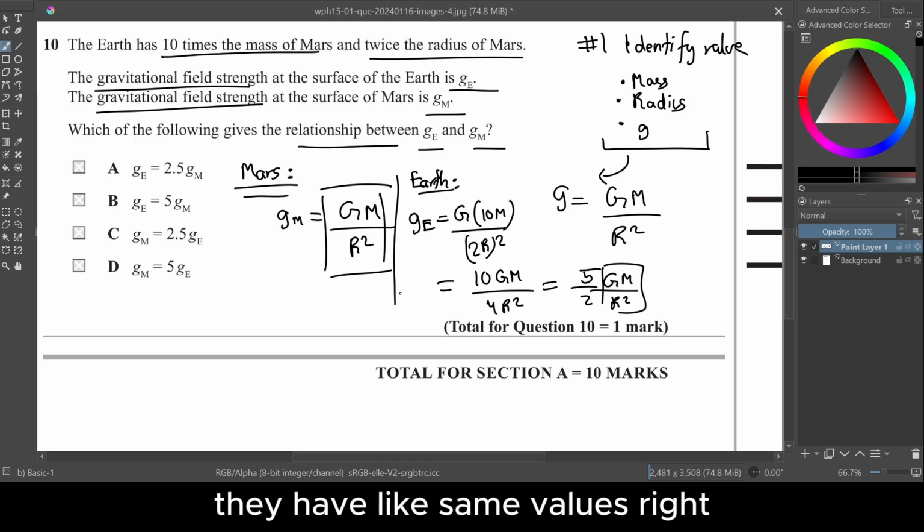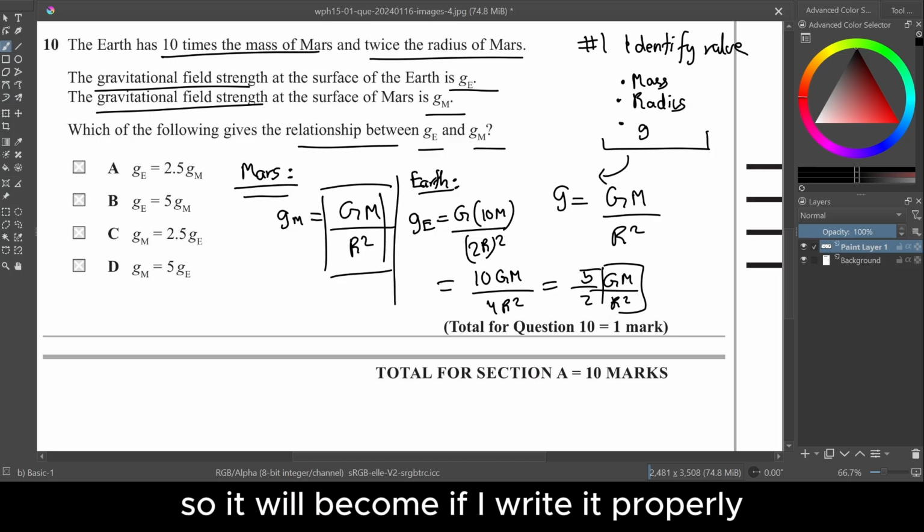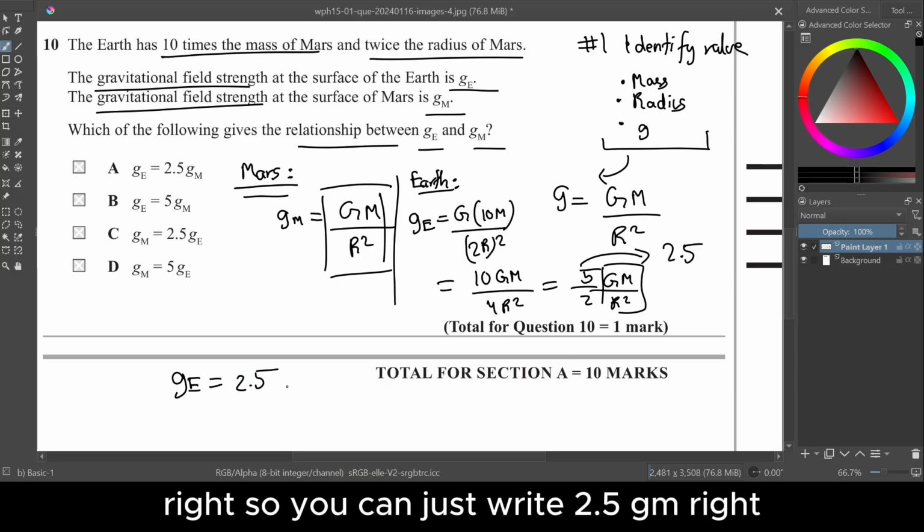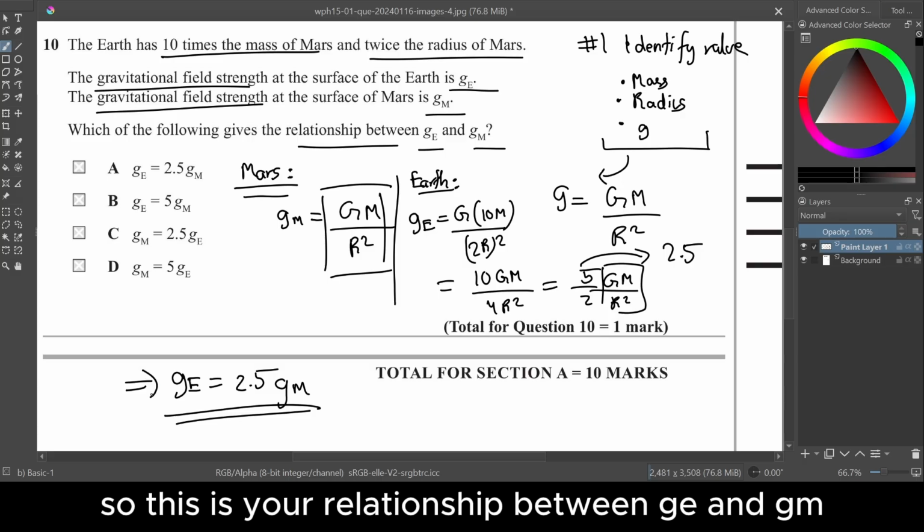Now if you replace this with this, you can see there are the same values. So if I write it properly, Ge is equal to 5 by 2, which in decimal is 2.5. So you can just write 2.5 Gm. This is your relationship between Ge and Gm.